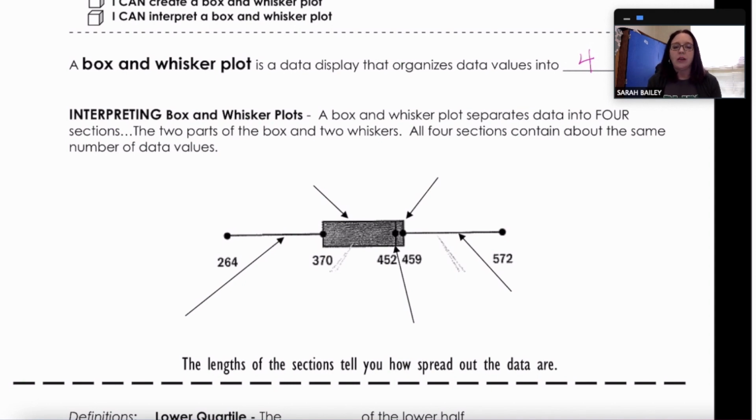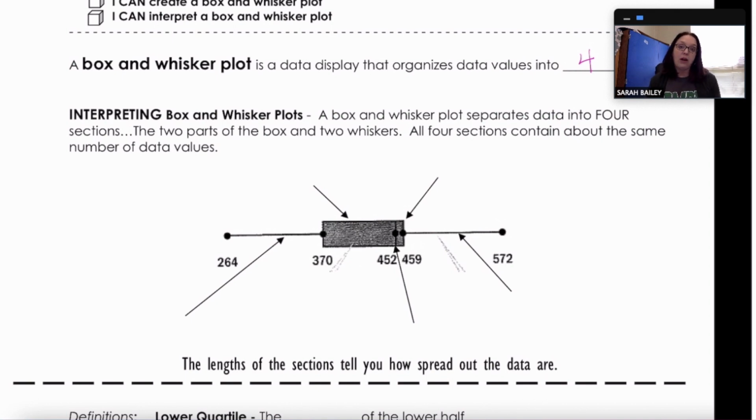So, interpreting them. A box and whisker plot separates data into 4 sections or 4 groups. The 2 parts are the box and the whiskers. So you have the box, which has a line in the middle. And then you have these lines coming out. These are called the whiskers, hence the name box and whisker plot. You might also see it referred to as just a box plot.